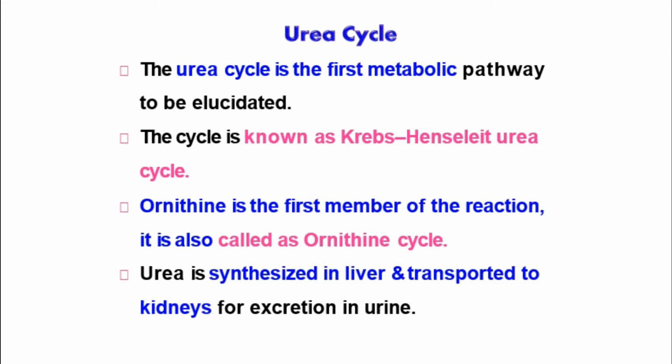Okay, so let's begin. What is basically our urea cycle? The urea cycle is also known as, as you can see here, the Krebs-Henseleit urea cycle. The ornithine cycle is also another name of the urea cycle. We have just seen that urea is made in the liver and then it is passed on to the kidneys for excretion in the urine. Now how is it done and what happens during the whole reaction?